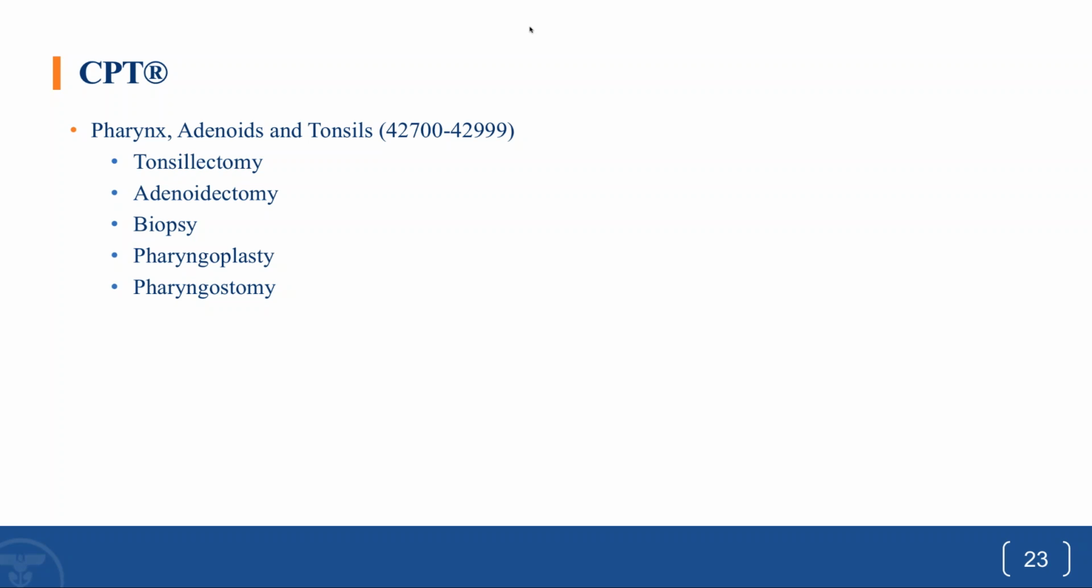If they are both being removed during the same session, then you're going to go back up to 42820 or 42821, depending on the age. And I can guarantee they're going to ask you that question because it's one of those scenarios where there's a combination CPT, right? So they're looking to see, are you paying attention to one procedure or are you going to pick up both? Okay, so make sure you pay attention. The two key terms there, tonsillectomy, adenoidectomy, and also the secondary for the regrowth.